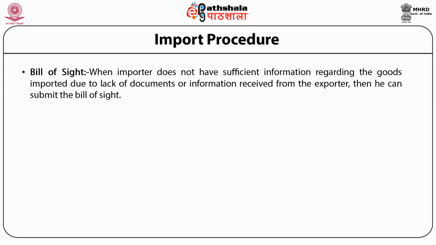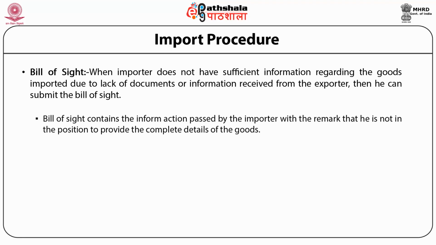When the importer does not have sufficient information regarding the imported goods, due to the lack of documents or information received from the exporter, then he can submit the bill of sight. Bill of sight contains the information possessed by the importer, with the remark that he is not in the position to provide the complete details of the goods.